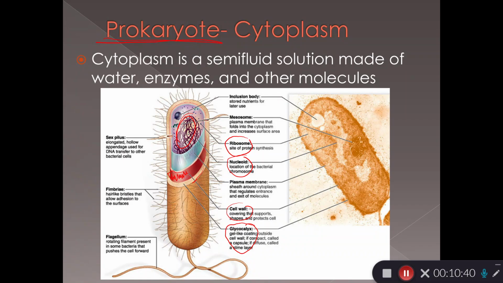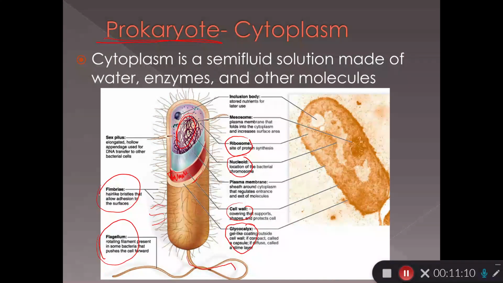Now let's look at these little hairs. This long hair down at the bottom is called a flagellum or flagella, and that's used for movement. And then all these little hairs are called fimbriae. That's used for attachment. Circle that on your notes. So flagella is used for movement, and fimbriae is used for attachment.